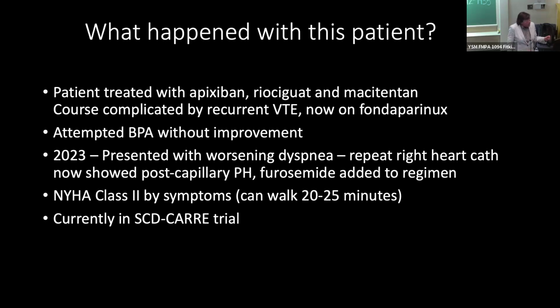In 2023, she presented with worsening dyspnea again. She at one point was up to being able to walk 5 blocks again, back to where she was in 2019. In 2023, things were worse. She was short of breath walking around her house, really minimal exertion. Now she has post-capillary pH on her repeat right heart cath. And so now I have furosemide going as well as the macitentan and the riociguat. So she's on macitentan, riociguat, fondaparinux, and Lasix.